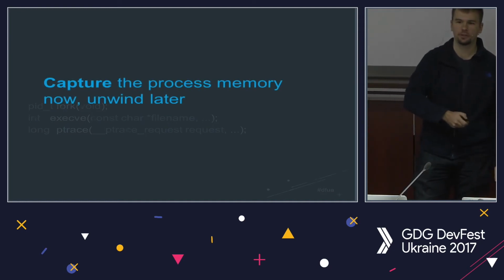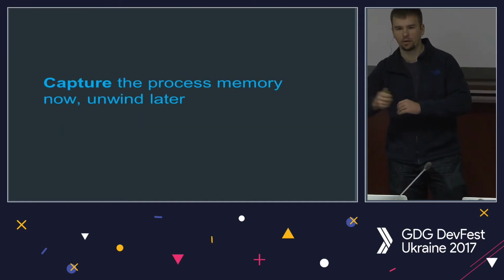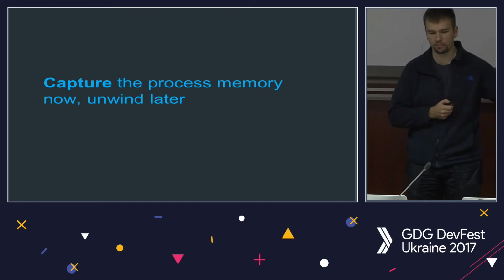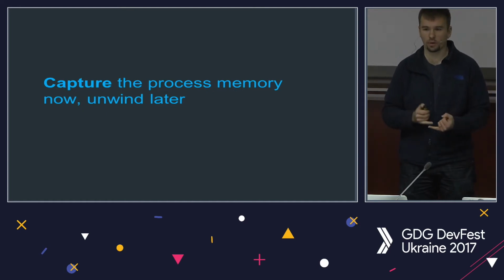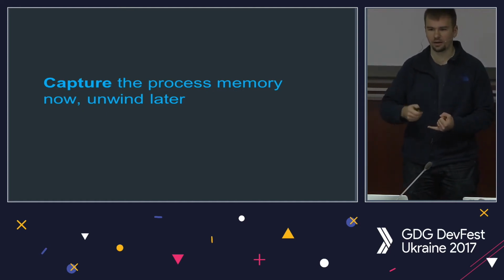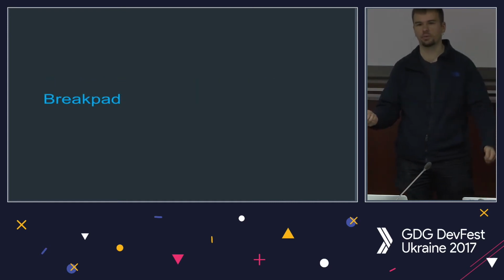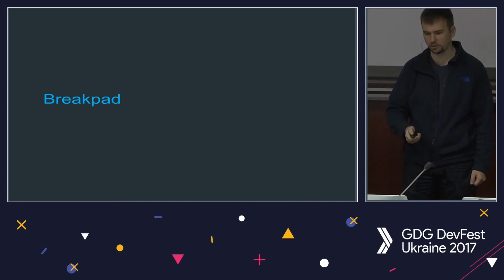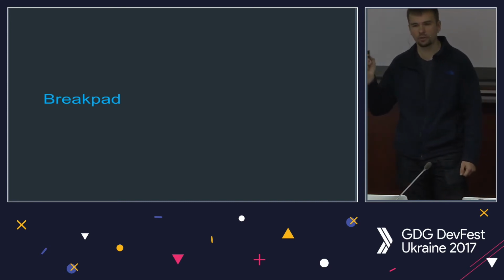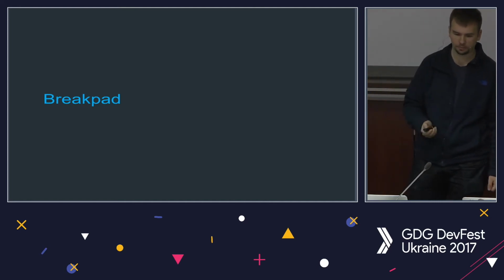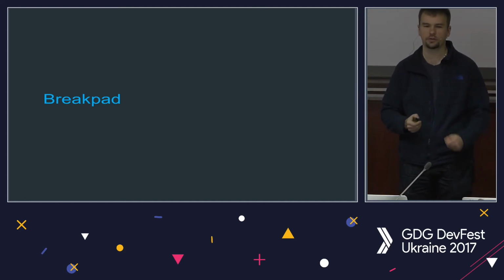What if you could capture the process memory now and unwind it on the back end at some other time? This would reduce the amount of work that you do in the signal handler. It's still a lot of work, but it's much less than unwinding in a crashed context. And it would reduce the need to do such silly things as replace allocators in unwinding libraries. Luckily, the most recent version of Breakpad did just that. Breakpad is a Google open source crash reporting project. It allows you to capture and process crashes.